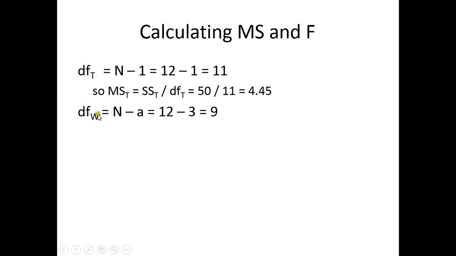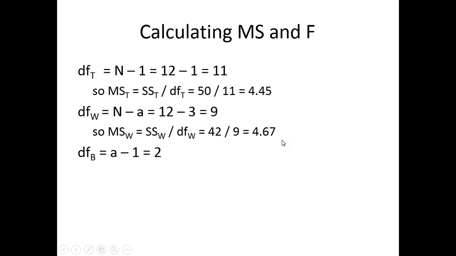The degrees of freedom within groups equals n minus a. N was 12. There's 12 participants. A was 3 because there's 3 groups, so 12 minus 3 equals 9. So the mean sum of squares within groups equals the sum of squares within groups over the degrees of freedom within groups. The sum of squares within groups was 42. The degrees of freedom within groups is 9, so MS within groups equals 4.67.